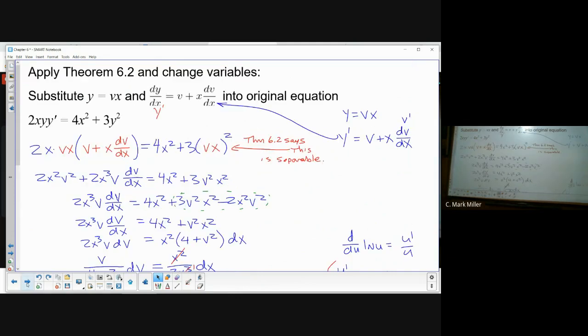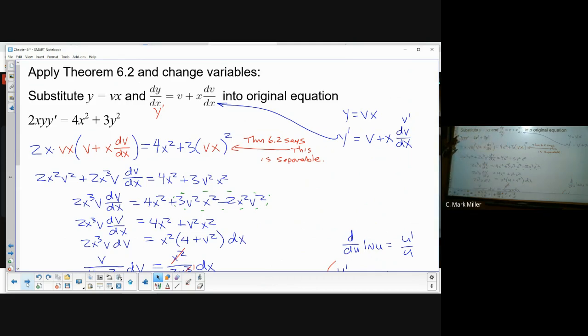I can apply Theorem 6.2. Theorem 6.2, you whip out y equals Vx. Anytime you do that, you might as well take its derivative because you're going to need this. It isn't a differential equation if you don't need the derivative. Because you remember, the definition of a differential equation is an independent variable x, a dependent variable y that depends on x, and one or more of y's derivatives. So you need this in one of the derivatives.